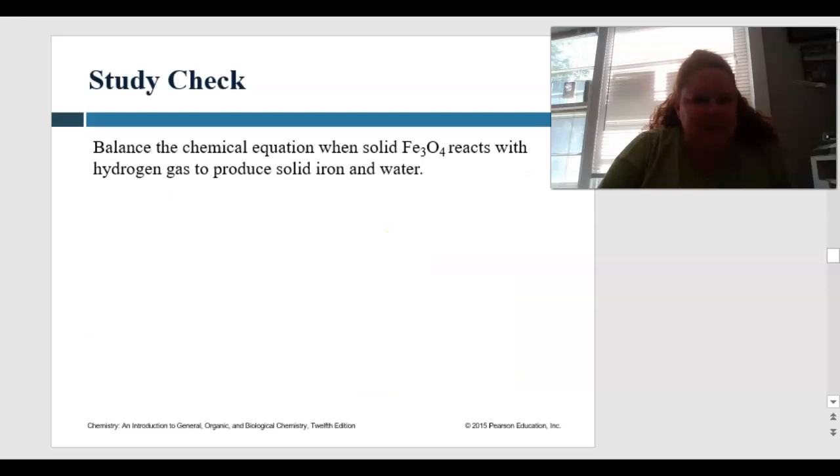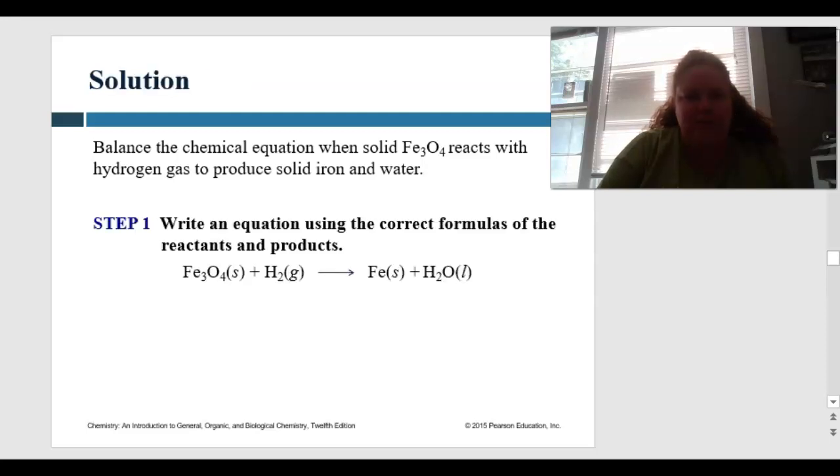So let's practice. Balance the chemical equation when solid Fe3O4 reacts with hydrogen gas to produce solid iron and water. So what are we going to do? Well, let's write out the equation first. We have Fe3O4, that's a solid, because it told us it was a solid, and it's going to react with hydrogen gas. So we're going to put the hydrogen there, and remember H2 makes it stable, and it's a gas. And then we have the reaction, and it is going to produce solid iron here and water. Water is a liquid.